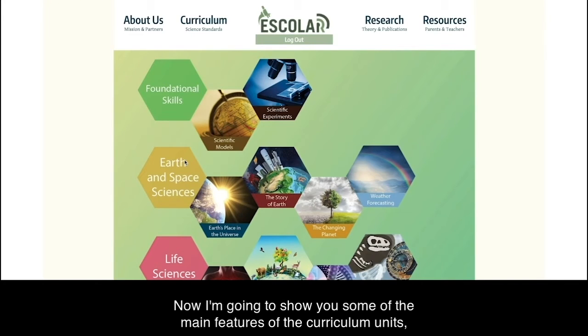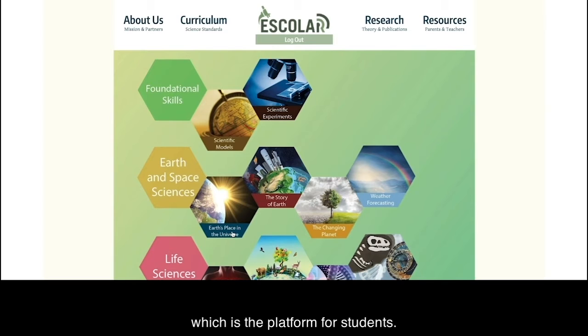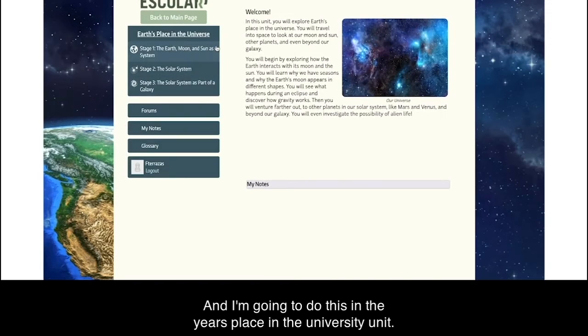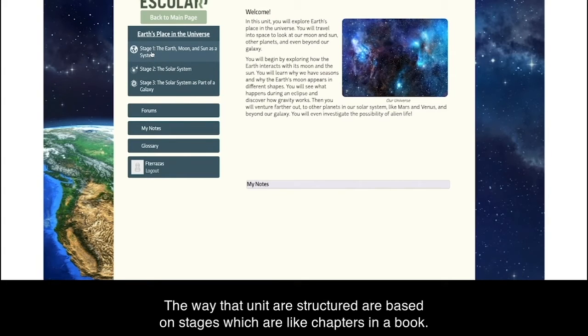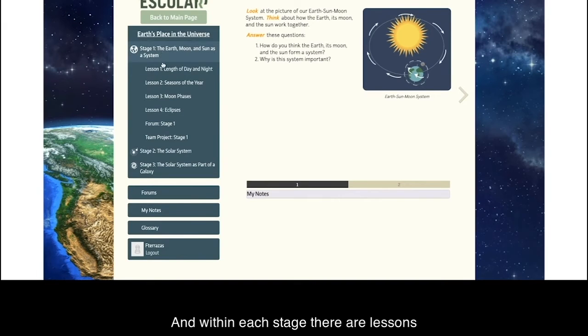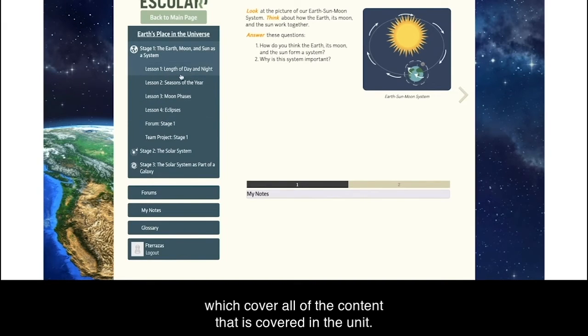Now I'm going to show you some of the main features of the curriculum units, which is the platform for students. And I'm going to do this in the first place in the universe unit. The way the units are structured are based on stages, which are like chapters in a book. So this unit has 3 stages. And within each stage, there are lessons, which cover all of the content that is covered in the unit.